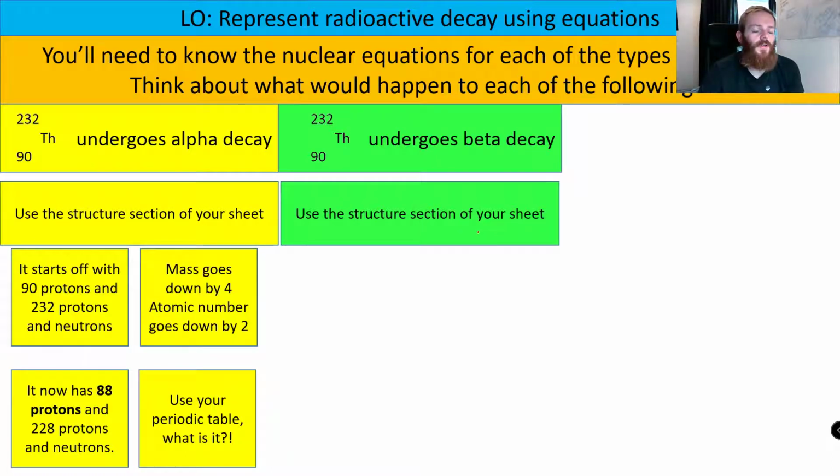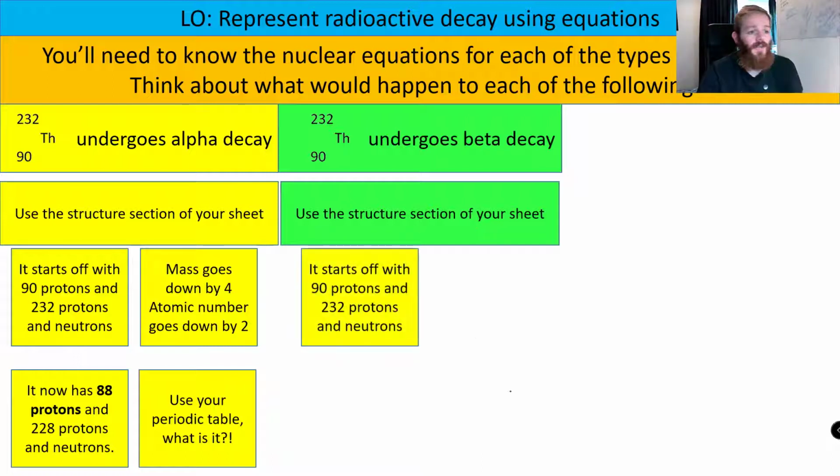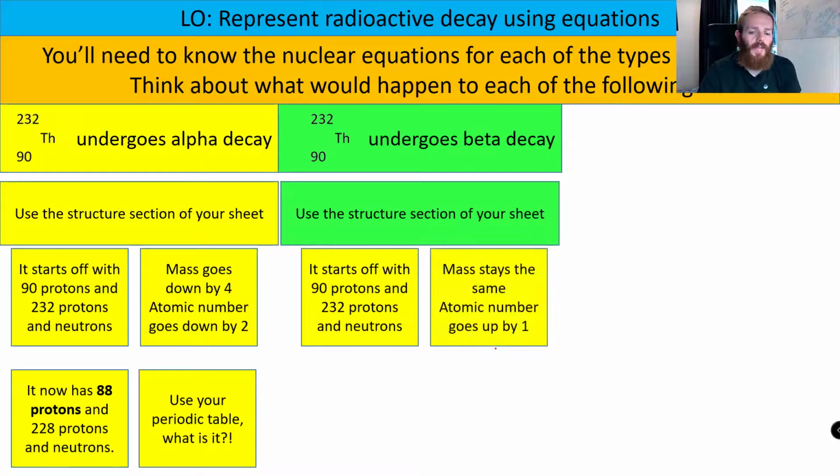Okay, so let's have a quick look at what difference that makes to the actual substance that we started off with. So it starts off with 90 protons and 232 protons and neutrons, exactly like it did before. Okay, so that's our starting point. It's the same. This time though, the mass stays the same and the atomic number goes up by 1. Let's think about why that is the case.